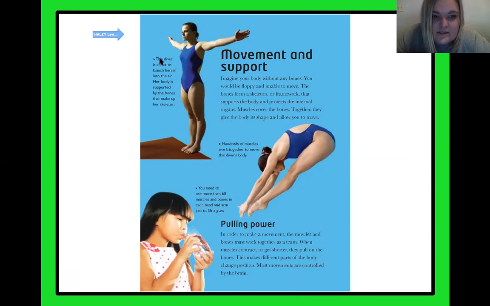So let's read some of these captions. This diver is about to launch herself into the air. Her body is supported by the bones that make up the skeleton. Hundreds of muscles work together to move this diver's body. You need to use more than 60 muscles and bones in each hand and arm just to lift a glass.